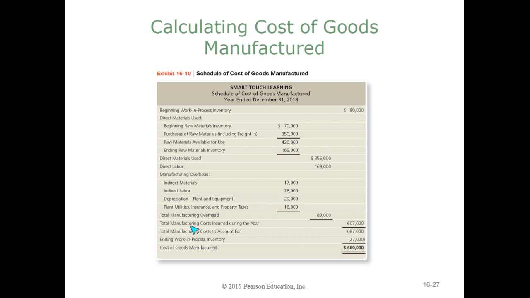And then that's going to give us a total manufacturing cost incurred during the year of 607,000. Our total manufacturing cost to account for is this 687,000, beginning and this total during the year. So then our ending work in process inventory, we're going to subtract that out, and that's going to tell us that our cost of goods manufactured for this year is 660,000.